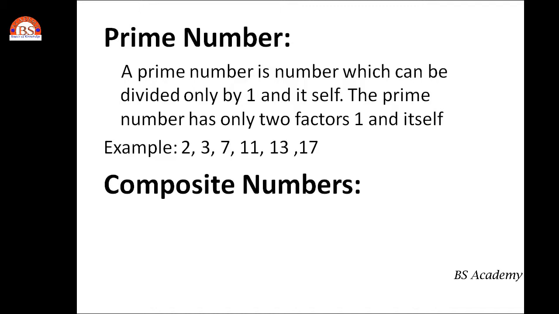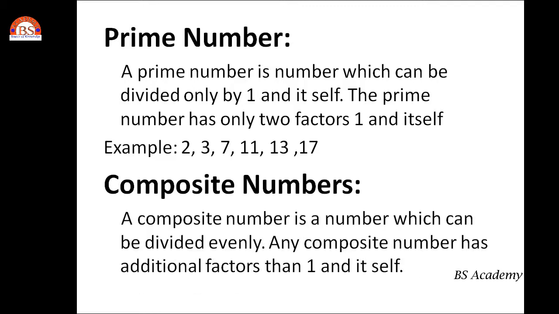And the next is composite numbers. A composite number is a number which can be divided evenly, and any composite number has additional factors other than 1 and itself. Example, 4, 6, 8, 9, 10, etc.